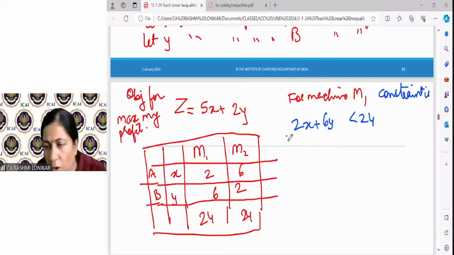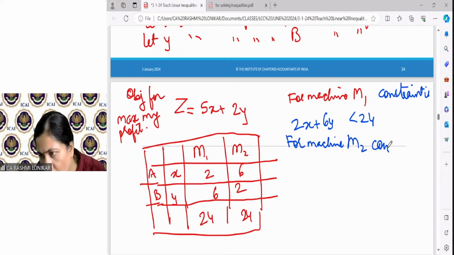For machine M2, the constraint is 6 into x, this x and this 6. 6x plus 2y is less than or equal to 24.